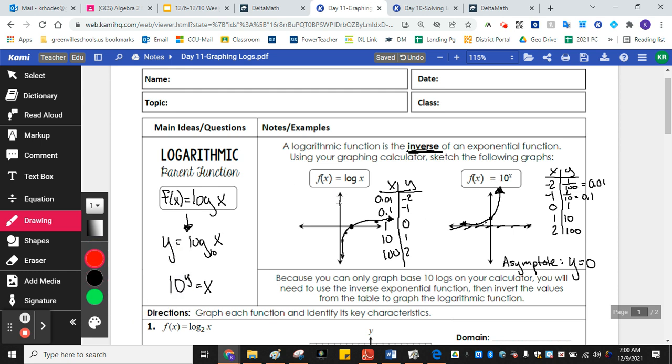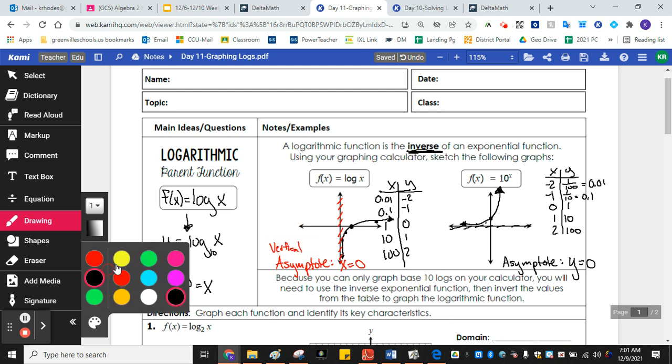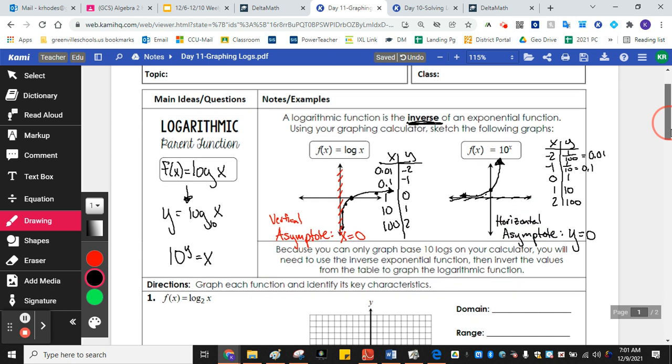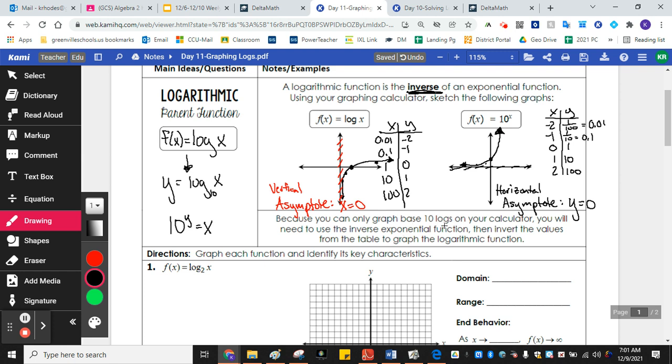And my asymptote also flips. So now I have an asymptote of x equals 0. So in the logarithm, you have a vertical asymptote. In exponential, you have a horizontal asymptote. In the old calculators, you couldn't graph anything besides base 10 on your calculator, but we can. But this is just so you know how the graph looks. You do want to graph exponentially first so that you know the points for logarithms.